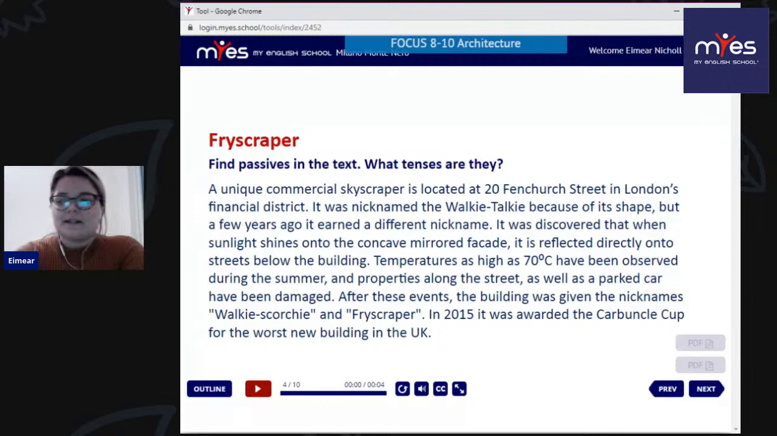All right, so find the passives in the text and tell me what tenses they are. I'll give you a minute to write that down. What tenses are they?